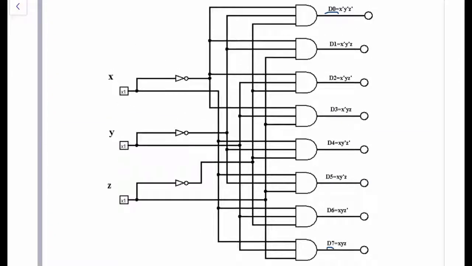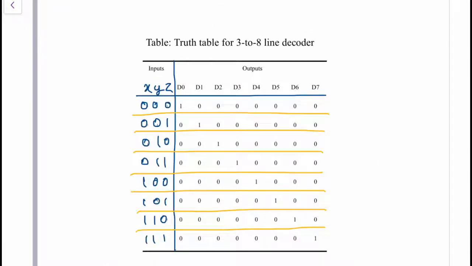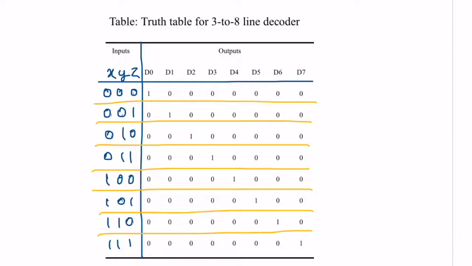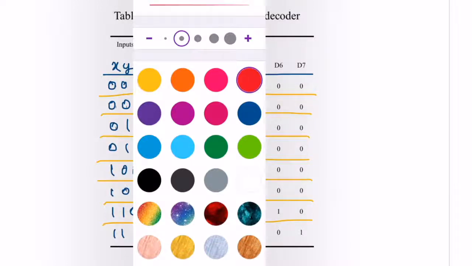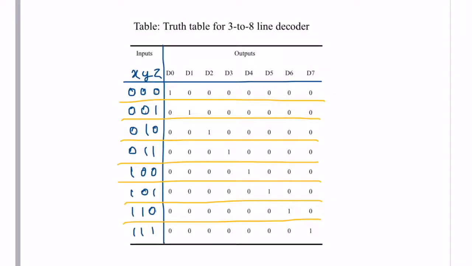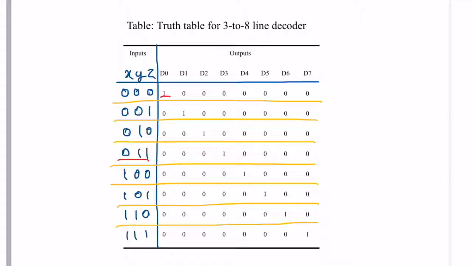The truth table corresponding to the 3 to 8 line decoder: in the truth table there must be every combination of input bits and correspondingly all output terms. When the input is 0, 0, 0, then the line corresponding to D0 is high. When the input is 0, 1, 1, then the output term corresponding to D3 must be 1 and the other output lines must be 0. So this is the truth table of the 3 to 8 line decoder.